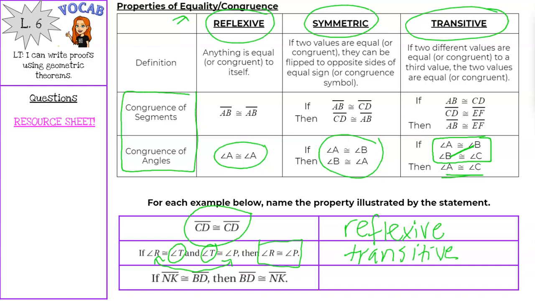And lastly, we have if segment NK is congruent to segment BD, then segment BD is congruent to segment NK. All we did was flip-flop. So that is your symmetric property.